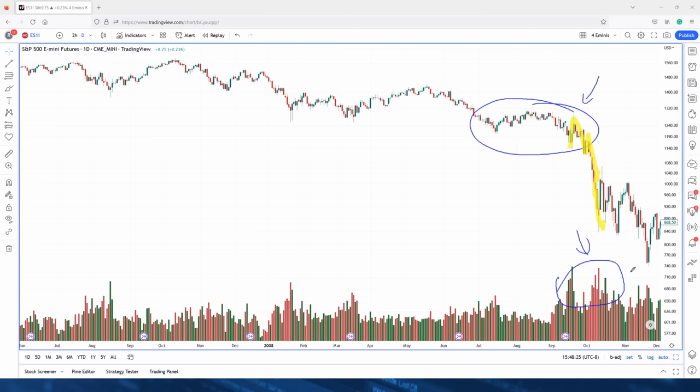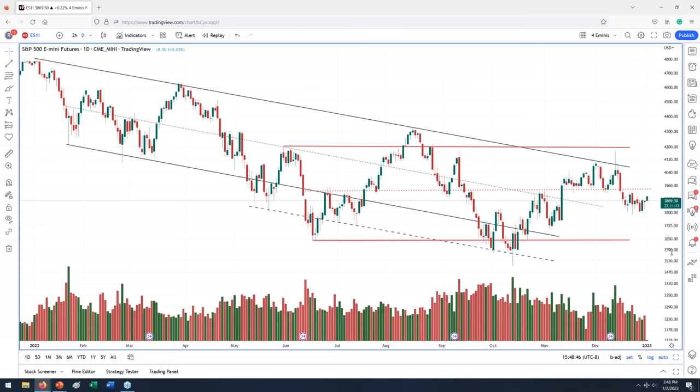Would it come to this? And I think that yes, it is possible. And that's why, again, I am extremely tentative to give you my prediction or prognostication. I am giving you scenarios of what could potentially happen and how I would be interpreting this if the price behaves one way or another.